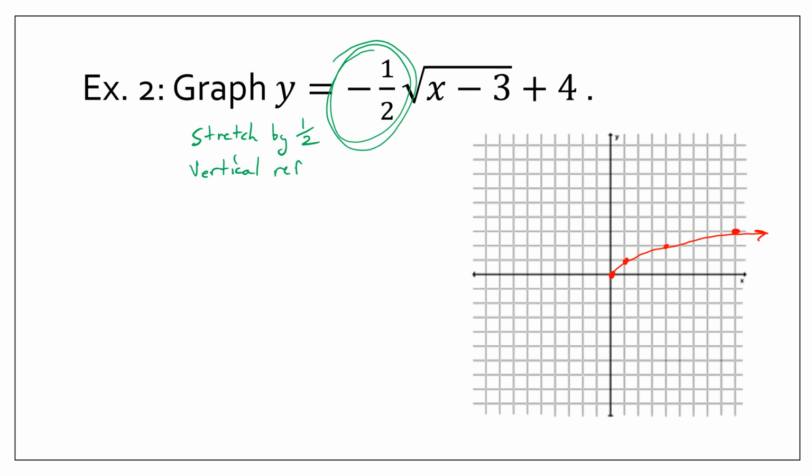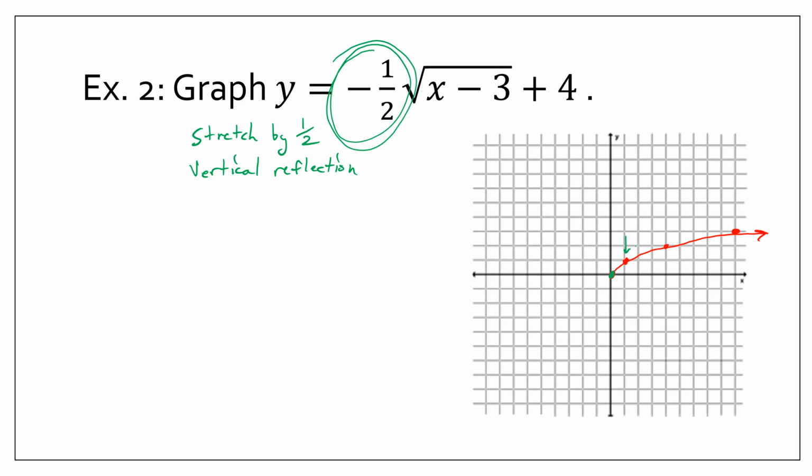So vertical reflection due to the negative, also a stretch by 1/2, which means every single one of these points, I need to stretch by 1/2 and I need to reflect. So 0, 0, stretch by 1/2, I'm stretching the y's by 1/2. 1/2 times 0 is 0, and negative, still 0.